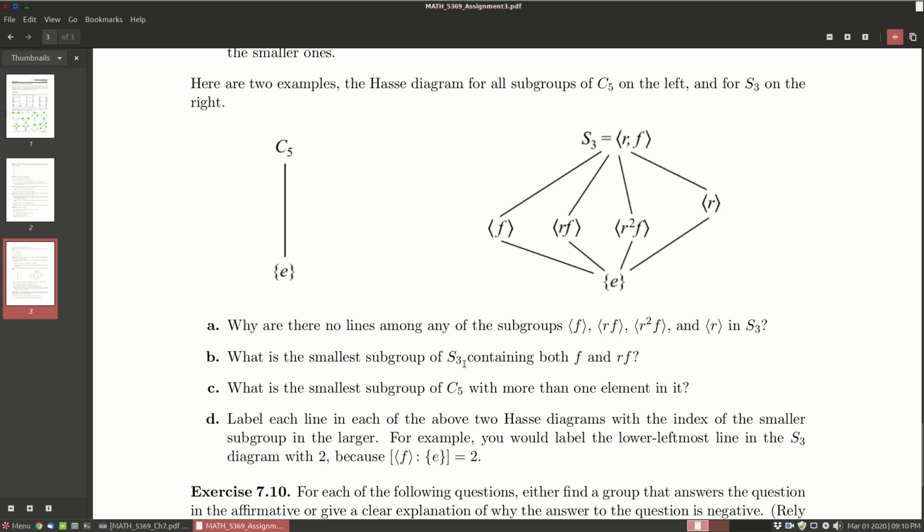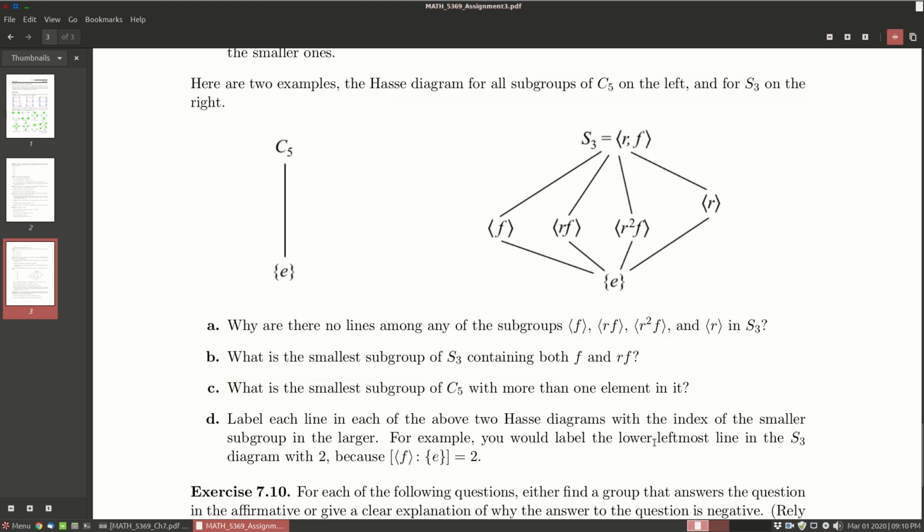What is the smallest subgroup of S3 containing both F and RF? So the question is, find a subgroup that has both of these guys and find its size. Okay? What is the smallest subgroup of C5? Okay, so this is no longer S3 that's up here. Or sorry, C5 is right here. So now I'm looking at it. So what is the smallest subgroup of C5 with more than one element in it? Well, there's only one subgroup of C5 with more than one element.